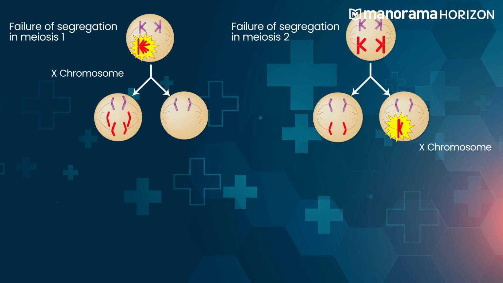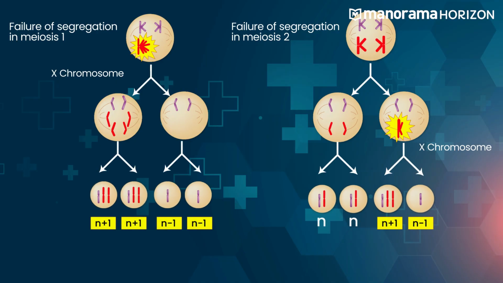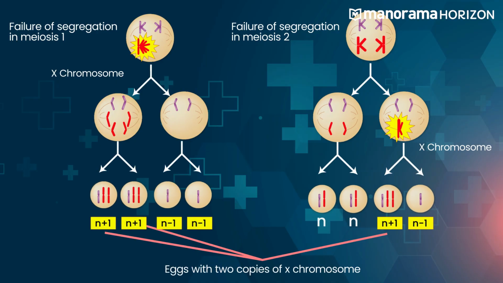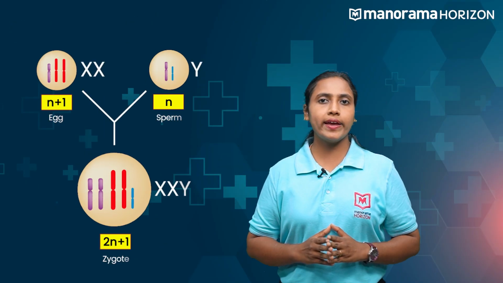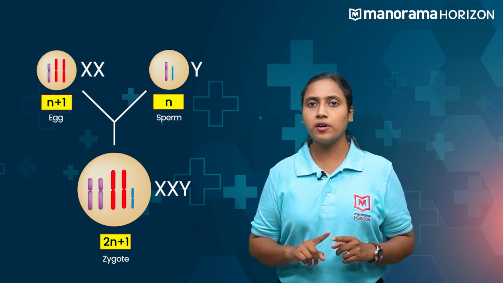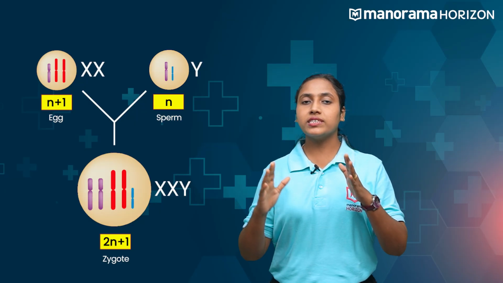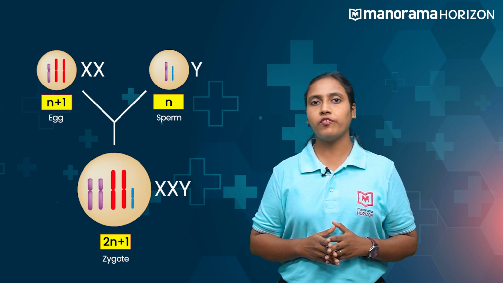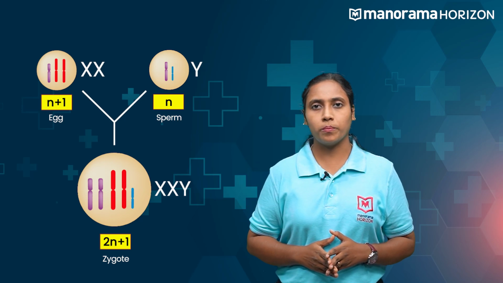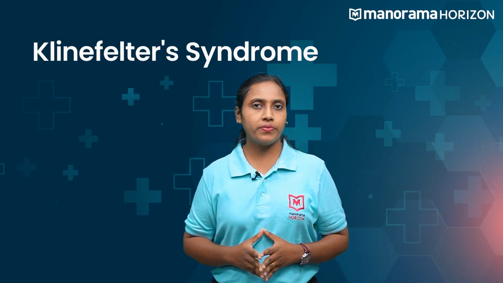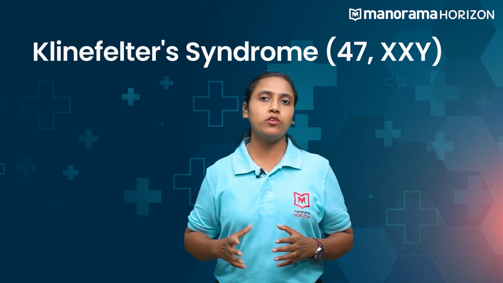What would happen if 2 X chromosomes or sister chromatids of X chromosome fail to segregate from each other during anaphase 1 and anaphase 2? The resultant egg cell would have 2 copies of X chromosomes, right? Now, if the egg cell with 2 X chromosome is fertilized by a sperm carrying 1 Y chromosome, the resultant zygote would have 2 copies of X chromosome and 1 Y chromosome. The zygote would develop into a male having Klinefelter syndrome and carrying a total of 47 chromosomes.